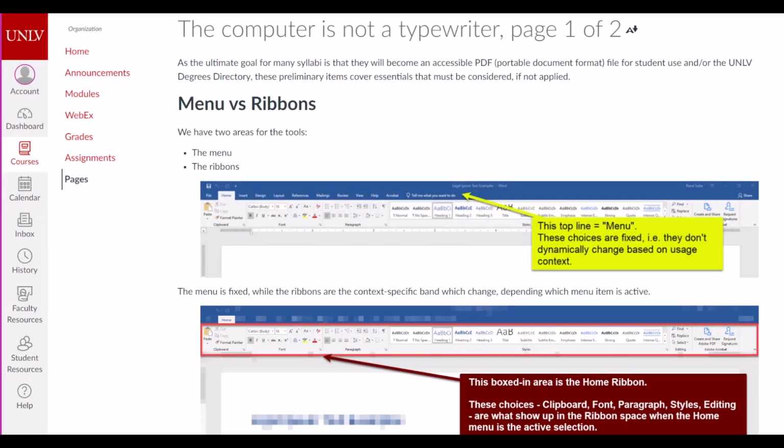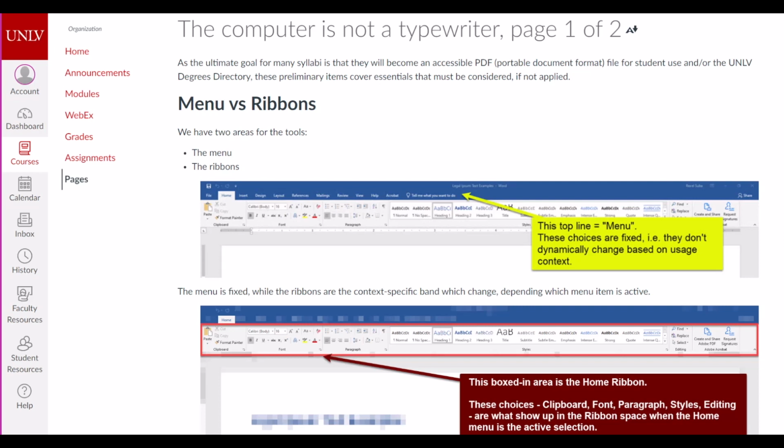The computer is not a typewriter. Page 1 of 2. As the ultimate goal for many syllabi is that they will become an accessible PDF for student use and/or the UNLV Degrees Directory, these preliminary items cover essentials that must be considered, if not applied.